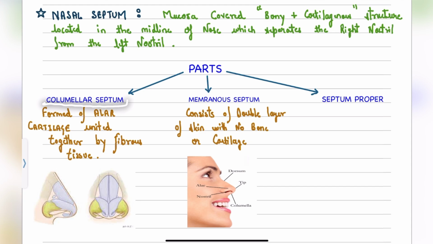First, we have the columnar septum made up of cartilage. Then we have the membranous septum. It doesn't have any cartilage, only skin. Then we have the septum proper. It is composed of both cartilage as well as bone. Let's start with the columnar septum. So, columnar septum is nothing but the union of alar cartilage by fibrous tissue in the midline.